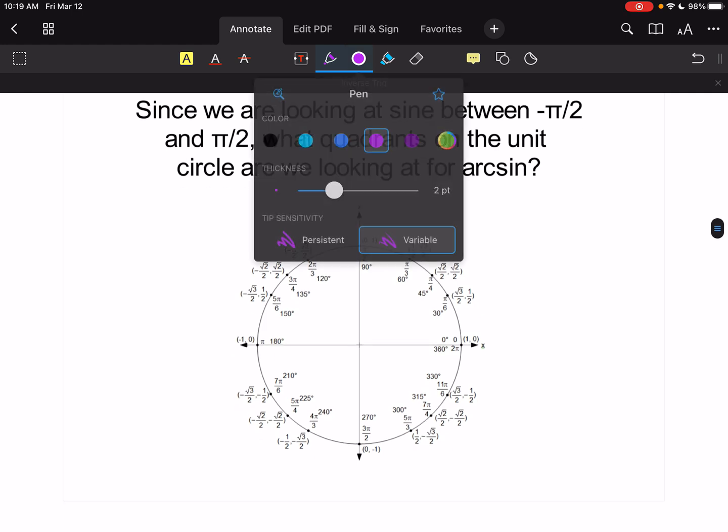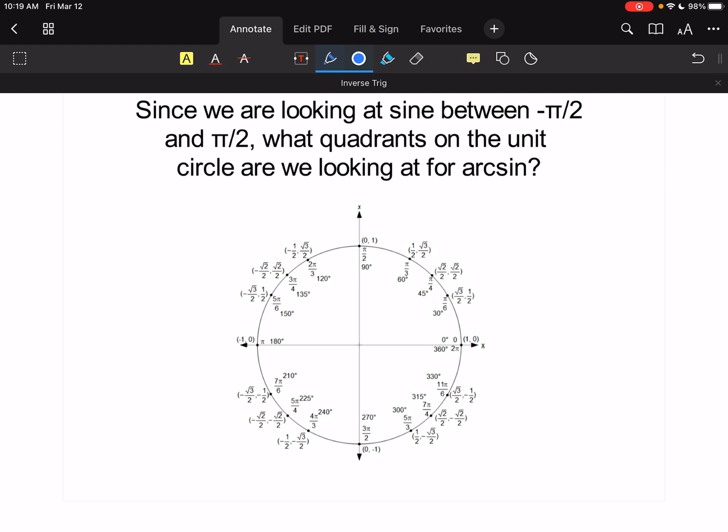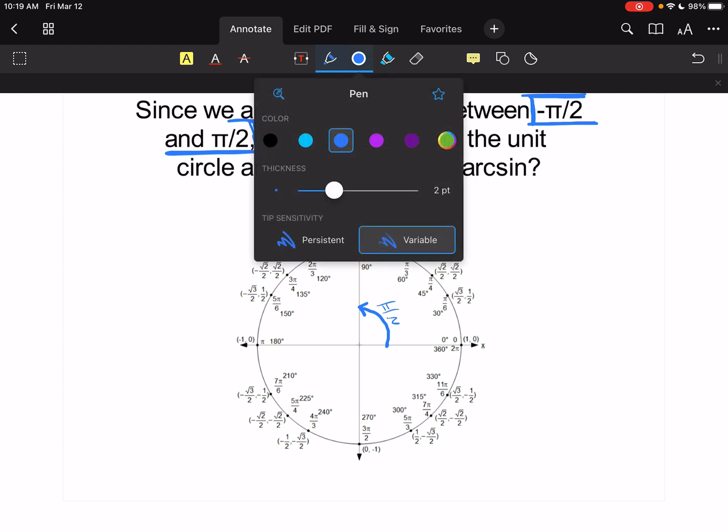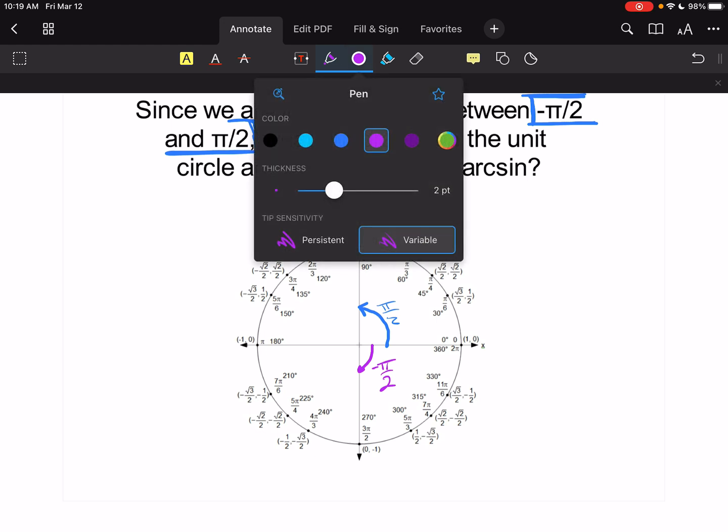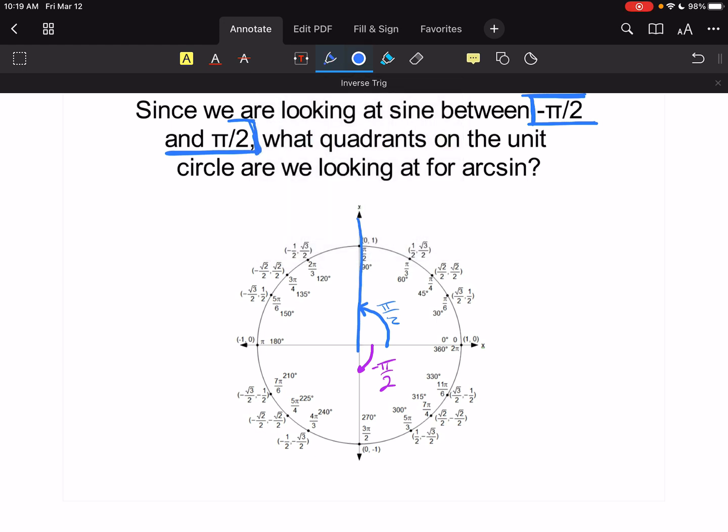So for sine, okay, since we're restricting ourselves to negative pi over 2 to pi over 2, we only have specific answers that we can get. And if I look at my unit circle, here would be pi over 2, right? So there's pi over 2. And then here would be negative pi over 2. So when I'm dealing with inverse sine, I only care about this half of my unit circle. Okay, these are the only answer choices I can get. So things from quadrant 1 or quadrant 4.